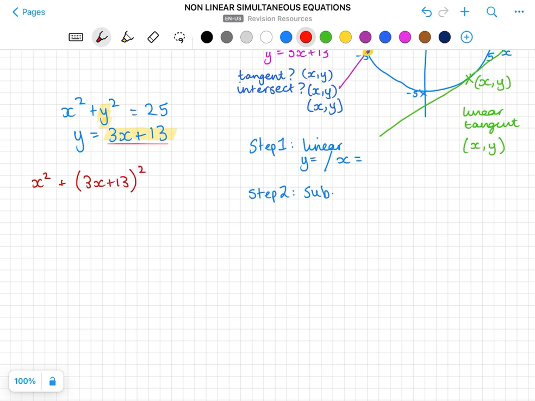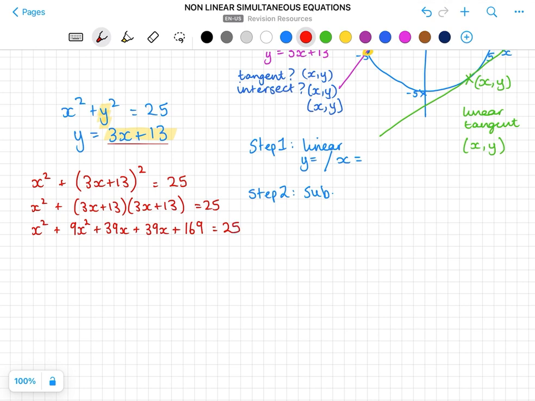squared equals 25. If we have brackets and we're squaring them, we're going to write that out as double brackets, (3x plus 13) multiplied by itself. We're going to show every step of our working. We're going to expand those brackets. x squared plus 3x times 3x is 9x squared. 3x times 13 is 39x. 13 times 3 is 39x. And then 13 times 13 is 169. And that equals 25.